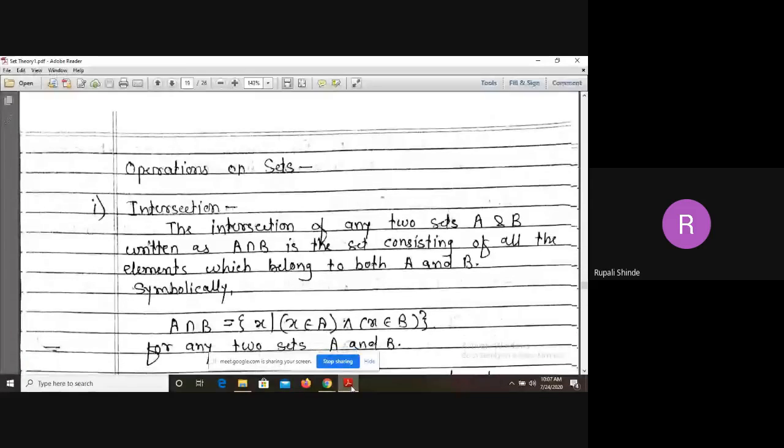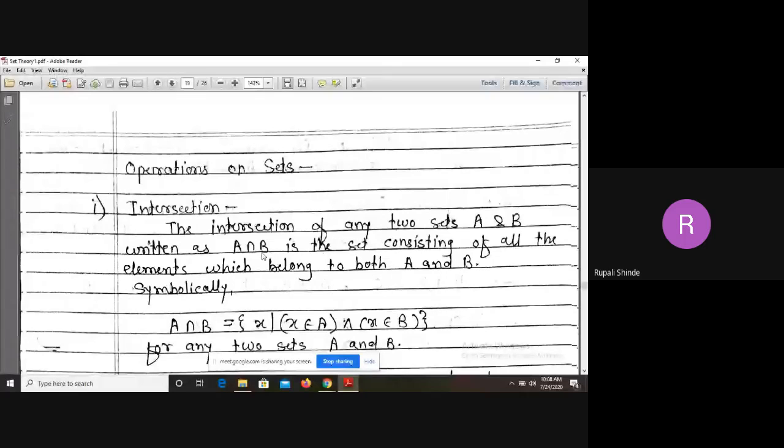So the intersection of any two sets A and B is written as A intersection B. This is the symbol for intersection. What is the meaning of this intersection? It is a set consisting of all the elements which belong to both A and B. Whatever elements are common between sets A and B will represent the intersection of A and B.